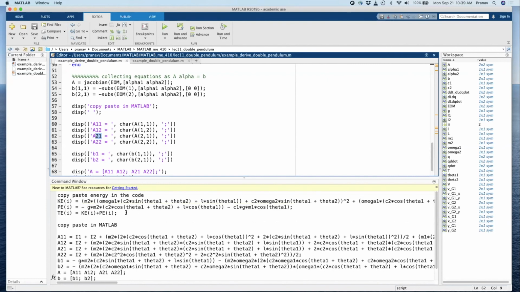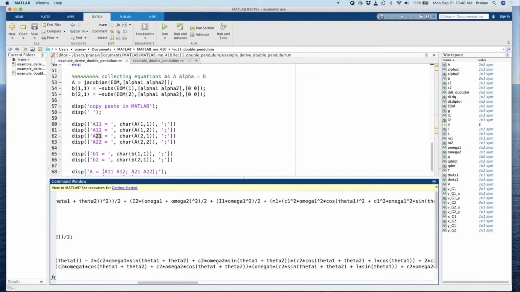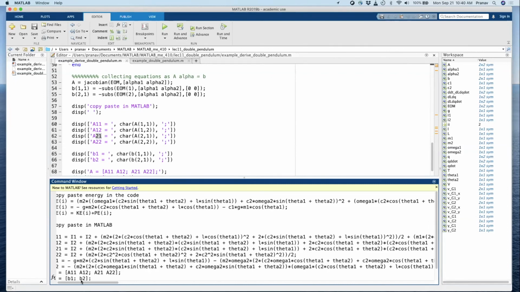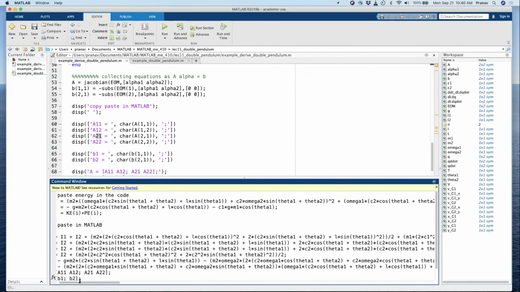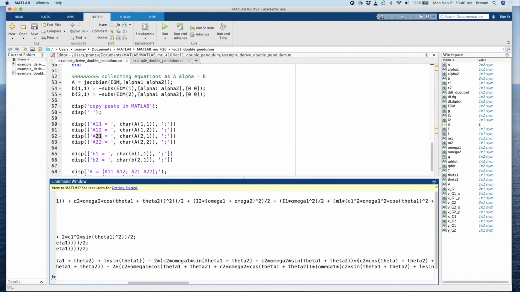Okay, so that was pretty fast. So here's the kinetic energy if you wanted to see. It just keeps running. Okay, so that's why you don't want to use hand calculations. If you look at A11, that is also very long. I mean, A11 is not that long, but if you look at B1, B2, those are really long.